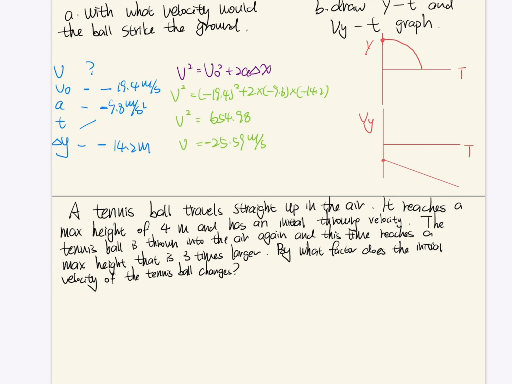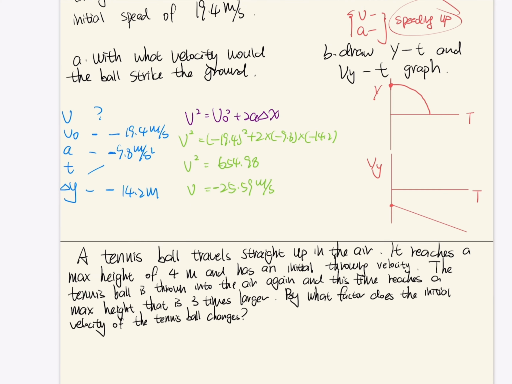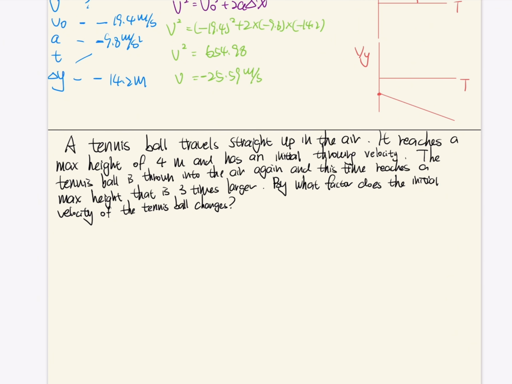Okay, now let's look at the second question. A tennis ball travels straight up in the air, reaches a max height of 4 meters and has an initial throwing velocity. The tennis ball is thrown into the air again, and this time reaches a max height that is 3 times larger. By what factor does the initial velocity of the tennis ball change? So we can write a given list.